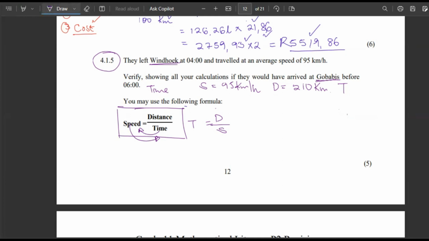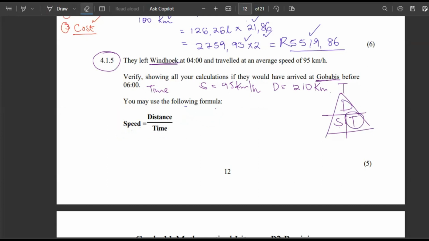Yes, for those who know the triangle, you say speed equals distance divided by time. So this is the triangle that you know. For us, we are looking for time. The formula given to us is speed equals distance over time, but we don't want speed, because we already have the speed. So we want time. So what we're going to do, we use that formula from the triangle now. We shall say time equals distance over speed.